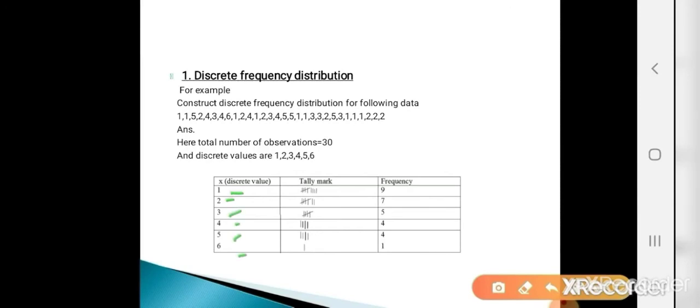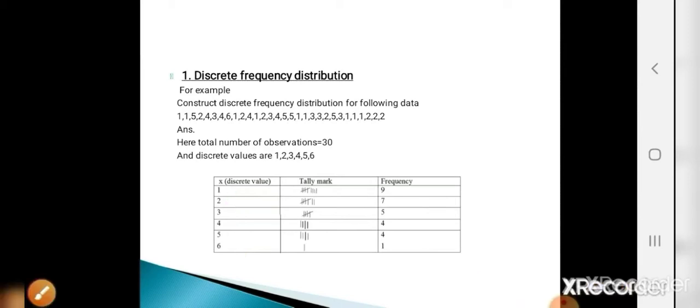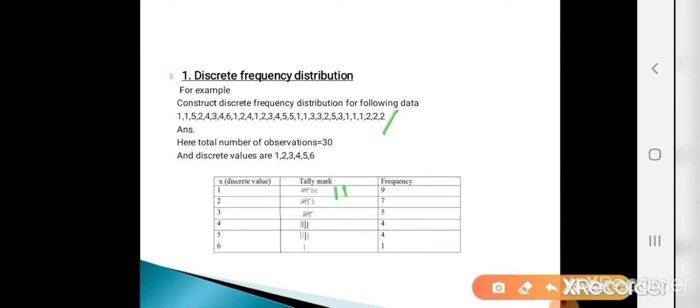Then how to make the second column, tally marks? See, the first observation we are given in the example is 1. Just make one tally in the corresponding row of discrete values. Now the second value is again 1, so again write down one tally in the corresponding row. Similarly write down the remaining tallies up to the last observation. And in the third column just count all the tallies and write them down in the corresponding column of frequency.